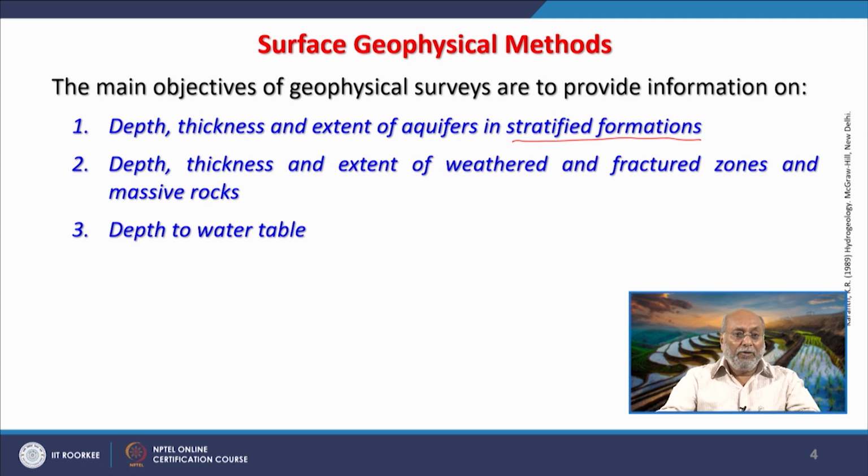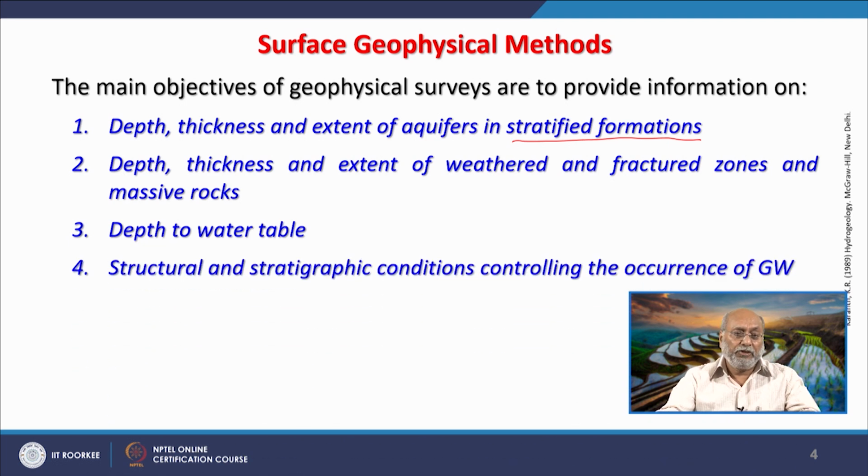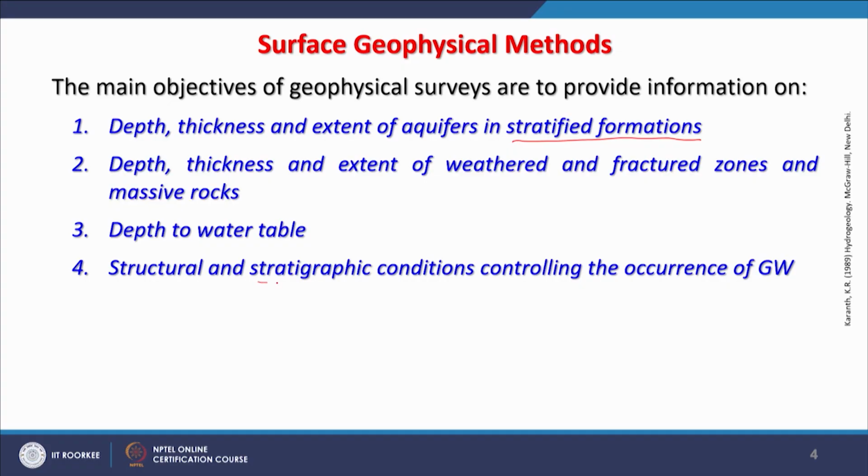Depth to water table, of course, is another very important objective, where we will get the water table. So, what would be the depth of our potential or future bore well and so on and so forth. That kind of information is also acquired through such surveys. Structural and stratigraphic conditions controlling the occurrence of groundwater. That means what are the structural features which are present, which can also be interpreted or deduced from these survey data, and also stratigraphic conditions.